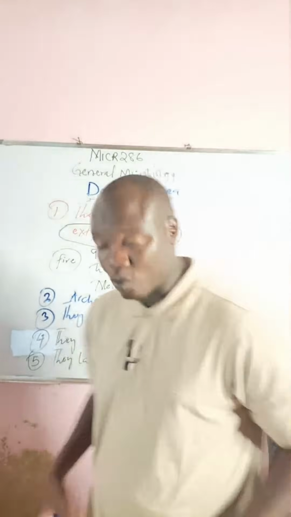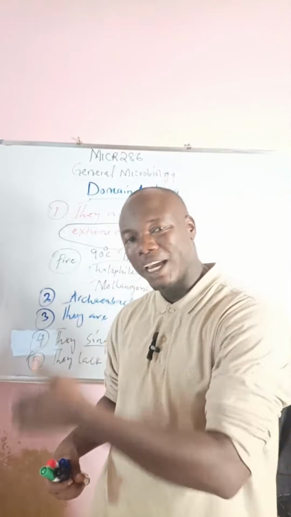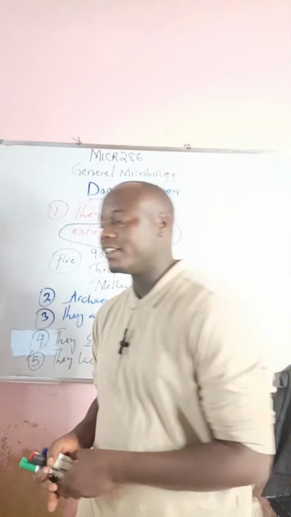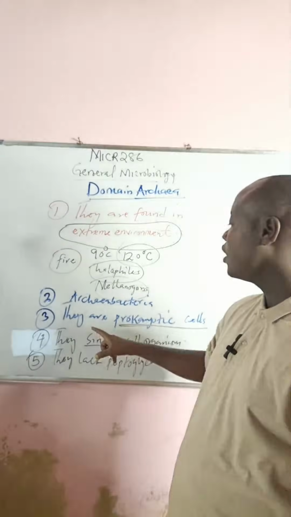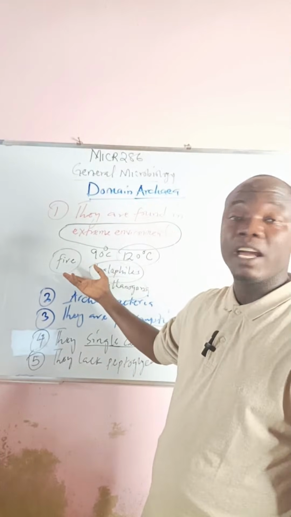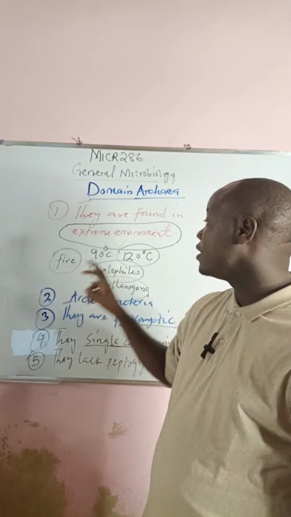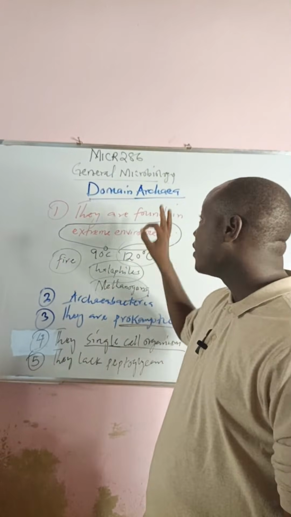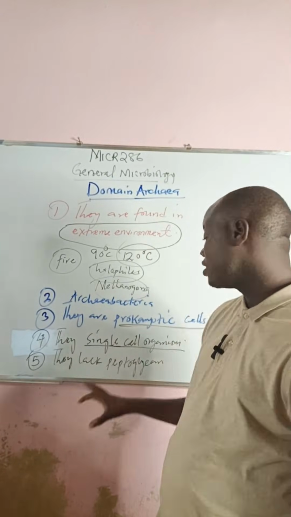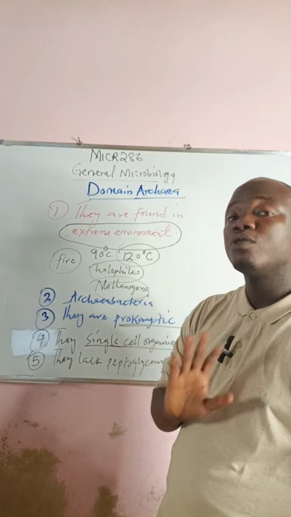Another thing that can help you remember the differences: what makes archaea different from the normal bacteria is, number one, archaea are found in extreme environments. You can find them in fire. You can find them in salt, where you can't even imagine organisms would survive. So that is extreme environment. That is one of the differences between the archaea and the bacteria. And the second one: bacteria have peptidoglycan, while archaea don't have peptidoglycan.